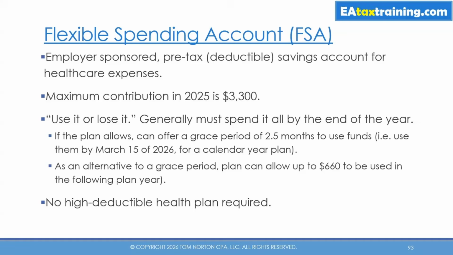Now, there can be exceptions to the use it or lose it. If the plan allows, they can offer a grace period of 2.5 months to use the funds. In other words, they can allow you to use those funds by March 15th of the next year. As an alternative to that grace period, the plan might allow up to $660 to be used at any time during the following plan year. So the general rule is have to use it by the end of the year, but the plan can have one of these alternatives as part of it.